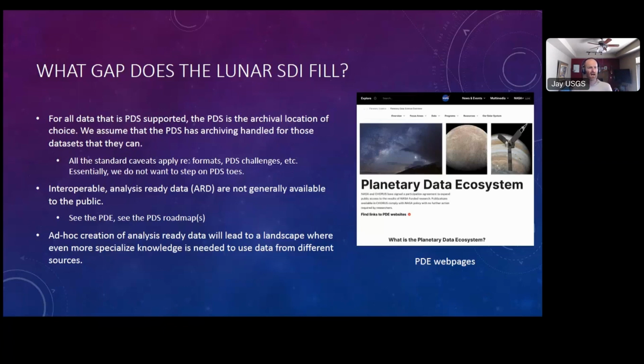We're also concerned about an ad hoc creation of analysis-ready data, A, because there's not a good definition of analysis-ready data yet, and B, because we see that once disparate groups start working on things without the same consistent standards, we end up, again, with a really heterogeneous landscape. That's just going to make it harder for folks to use data. So we're looking to fill that gap between the PDS and all of the data consumers.